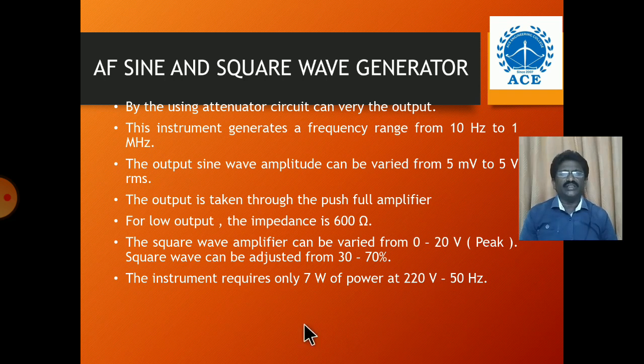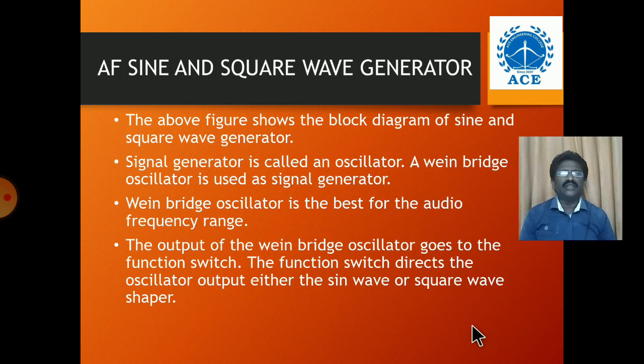Based on the change in duty cycle, you can study the output of the sine wave shaper. The instrument requires only 7 watts of power at 220 volts and 50 hertz. So this is the idea about the AF sine wave and square wave generator.